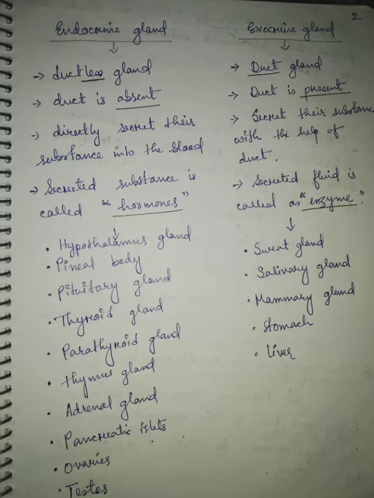Okay, and now what is an exocrine gland? An exocrine gland has a duct and it secretes enzyme. So the examples of exocrine glands are sweat gland, salivary gland, mammary gland, stomach, and liver. We'll discuss it later. Okay, so let's come to the pituitary gland and hypothalamus.